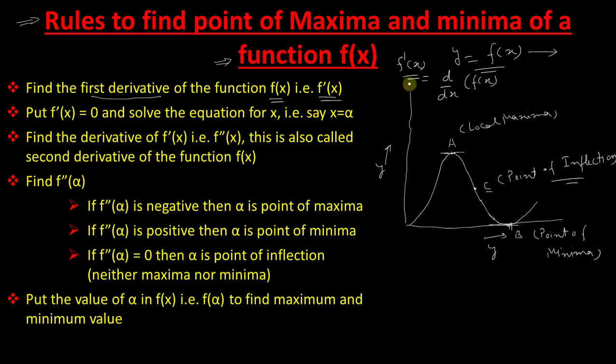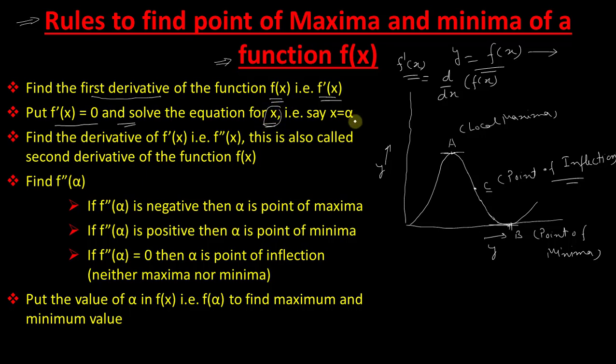Now after finding f dash x, you will get a function of x. Then put that function equal to 0. So put f dash x is equal to 0 and solve this equation. After solving this equation, you will find values of x. So find the first derivative of f x, put f dash x equal to 0 and solve the equation.